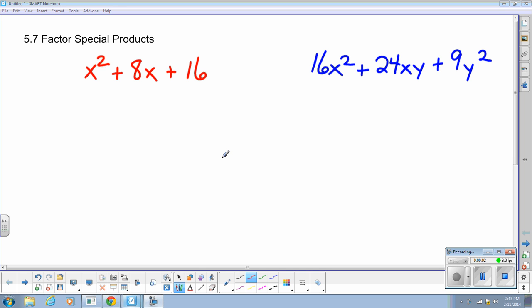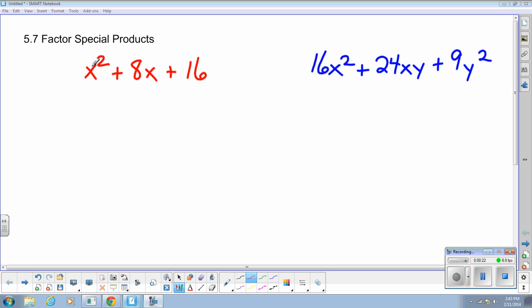5-7 factor special products. In this video, I'm going to show you two examples of trinomials that have special patterns and can be factored quicker than by using factoring by grouping. So let's take a look at the first trinomial that I have here in red. It's x squared plus 8x plus 16.